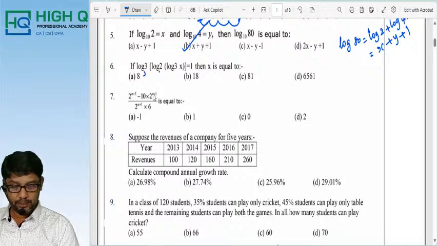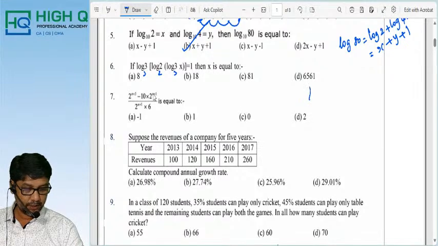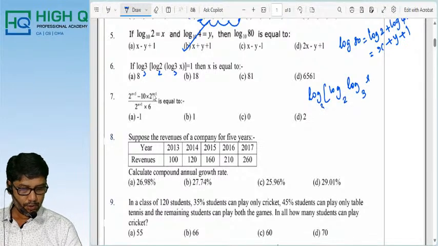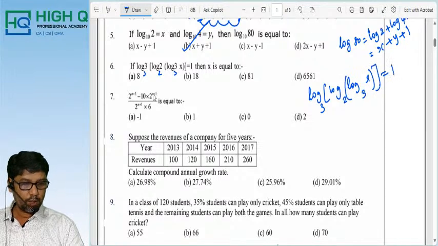3 has to be here, 2 has to be here. It's a base. Am I right? So what is this question? Let me rewrite the question. Log of log of log x to the base 3, to the base 2, to the base 3, which is equal to 1.